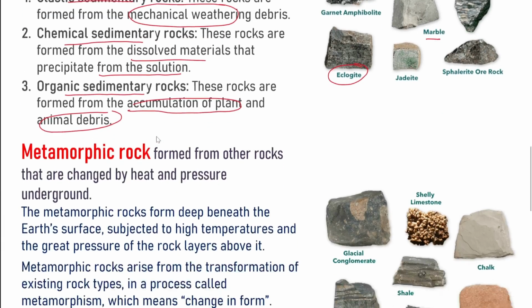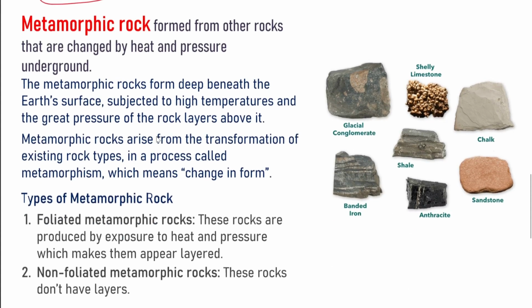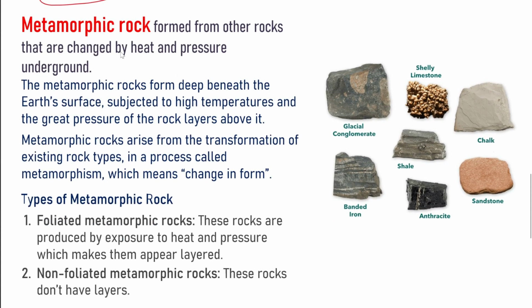Now coming to the metamorphic rocks, they are formed from other rocks that are changed by heat and pressure underground. The metamorphic rocks form deep beneath the Earth's surface, subjected to high temperature and the great pressure of the rock layers above them. Metamorphic rocks arise from the transformation of existing rock types in a process called metamorphism, which means change in form.